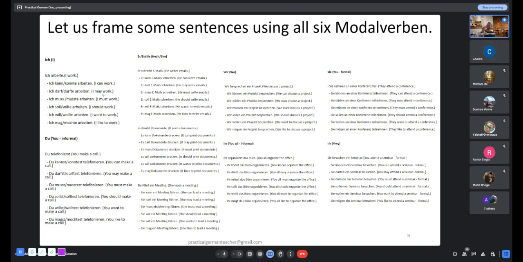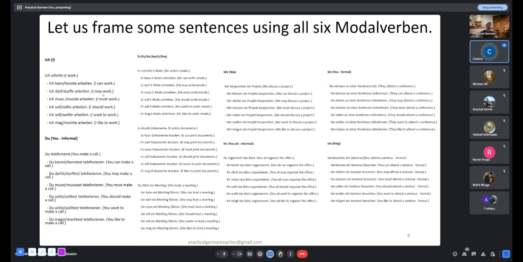For er, for es, I have not provided the past form, but you know that it's the same as the one for ich. Correct. Er kann E-Mails schreiben. Er darf E-Mails schreiben. Er muss E-Mails schreiben. Er soll E-Mails schreiben. Er will E-Mails schreiben. Er mag E-Mails schreiben. Now the past tense as well, please.